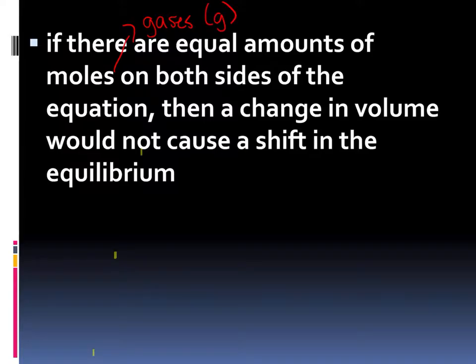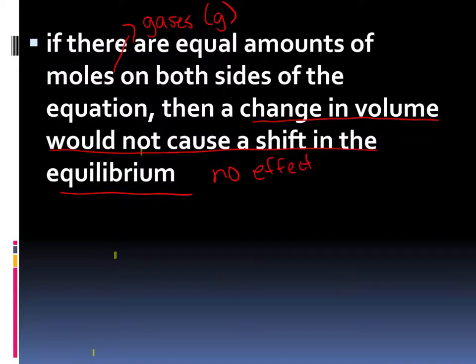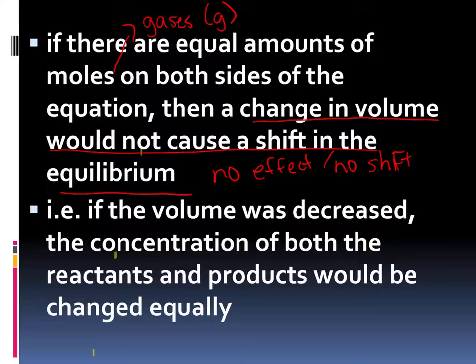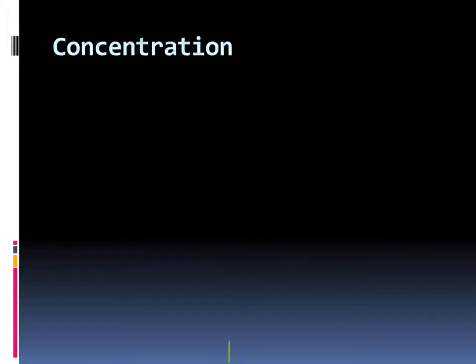If there are equal amounts of moles, but remember, you're only looking at gases, so the ones that say g, on both sides, then there's no shift in the equilibrium. You can write no effect, or no shift, because there are equal moles on both sides. They would both be changed equally.